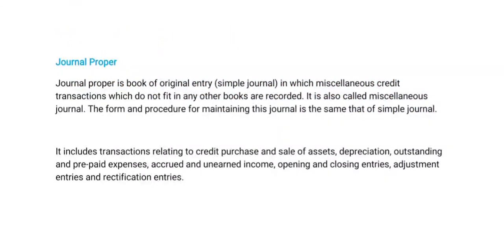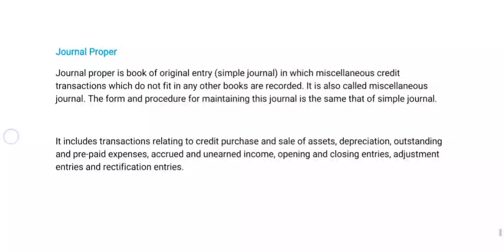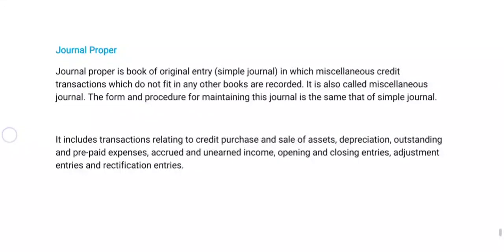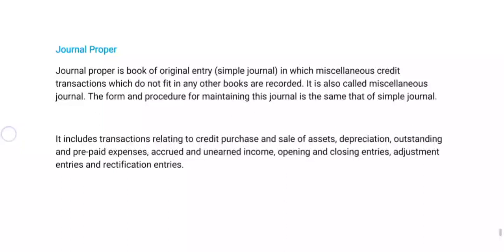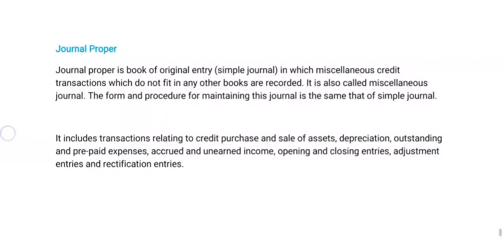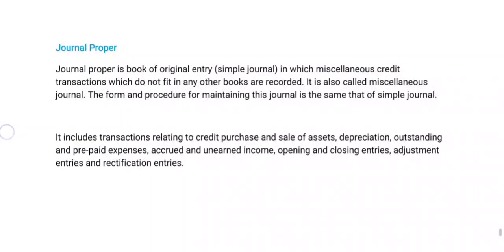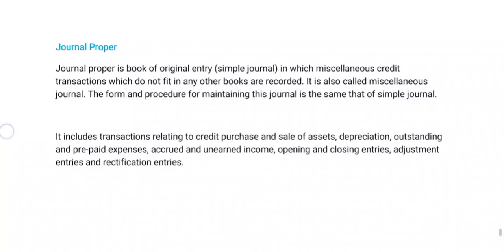Coming to the journal proper. The journal proper is a book of original entry. We already know every subsidiary book is a book of original entry. Simply, every book is a journal. It is the primary entry, and miscellaneous transactions which don't fit into any other books are recorded here. The above books are normal, but the journal is special. Every transaction is recorded specially, but not all transactions are suitable for the above books. The remaining transactions are recorded in the journal proper.